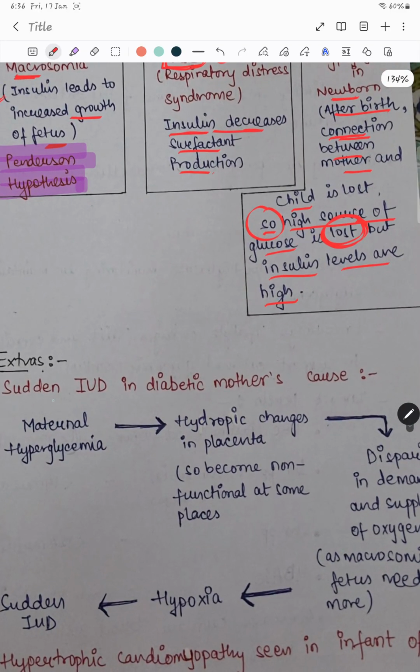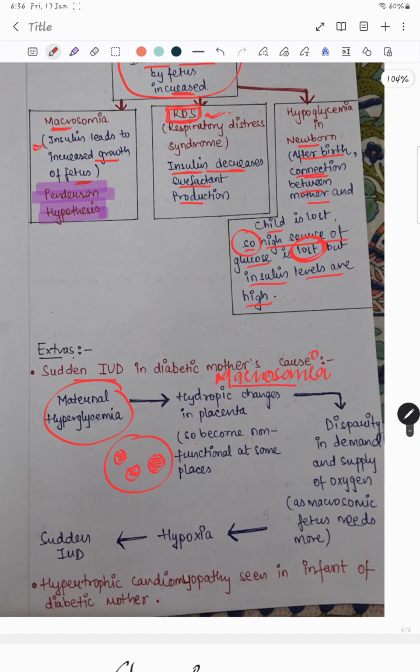Now, the reason for sudden IUD in the diabetic mother is maternal hyperglycemia. There are some changes in the placenta, and due to these hydropic changes, some parts of the placenta become non-functional. But the baby is macrosomic, so it needs more oxygen and more supply, while some parts of the placenta are non-functional. There is a disparity in demand and supply, so there will be hypoxia, leading to sudden IUD. Also, hypertrophic cardiomyopathy is seen in the infant of a diabetic mother.